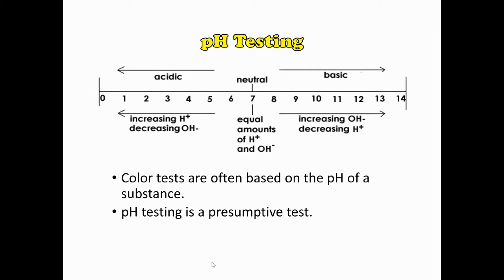Color tests are often based on the pH of a substance, and pH is a presumptive test. So you can test the pH of something, but be presumptive. There are many things that are acids, many things that are bases, and there are many things that would have a pH neutral at 7. But in general, this would be a color test because you would add an indicator. Indicators will change the color of the test.